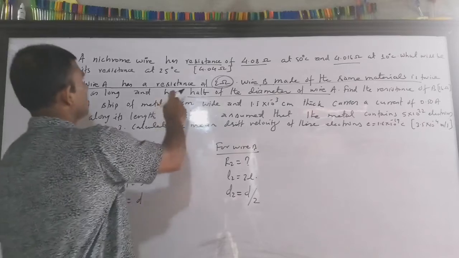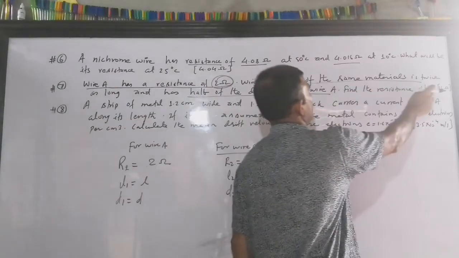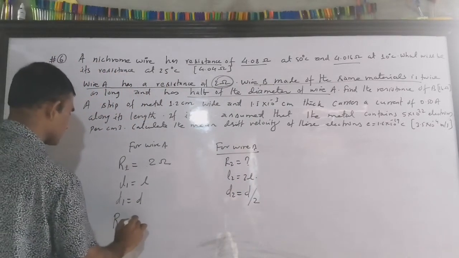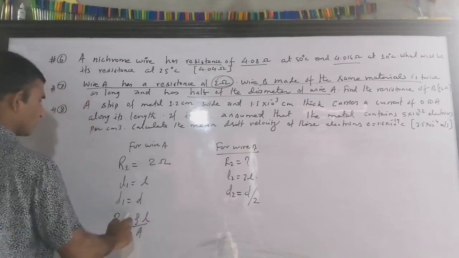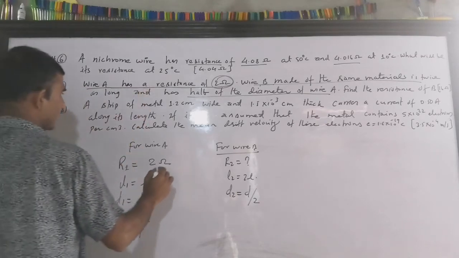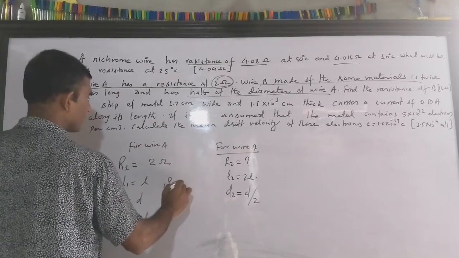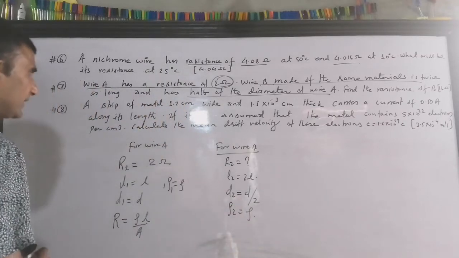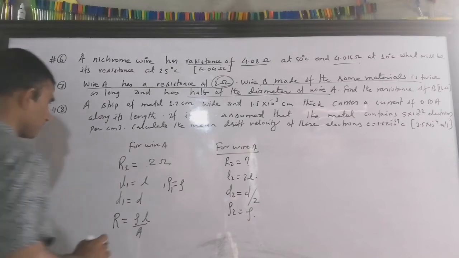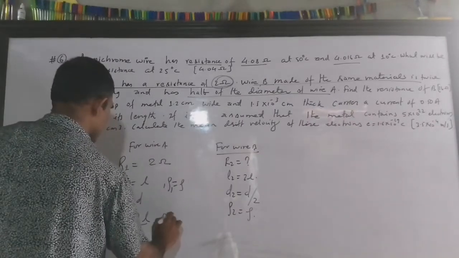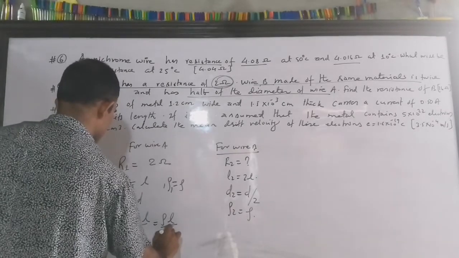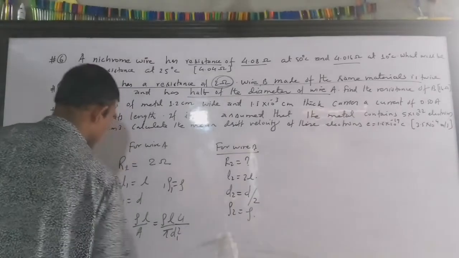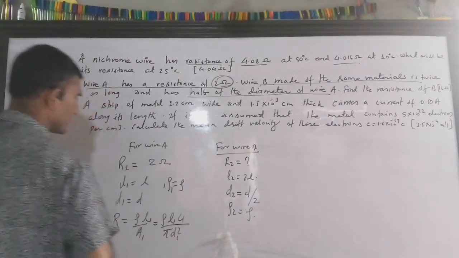Now they are asking to find the resistance of wire B. So what is the resistance of wire B? You know the resistance R equals rho L upon A. Rho is resistivity and both wires are of the same material, so rho 1 equals rho and rho 2 equals rho, because the resistivity of both wires is the same. Area is not given, so I can write pi d square upon 4. This is for the first wire, and I am writing 1 so that I am not confused.